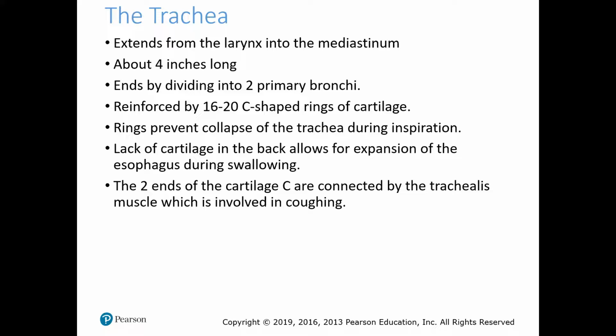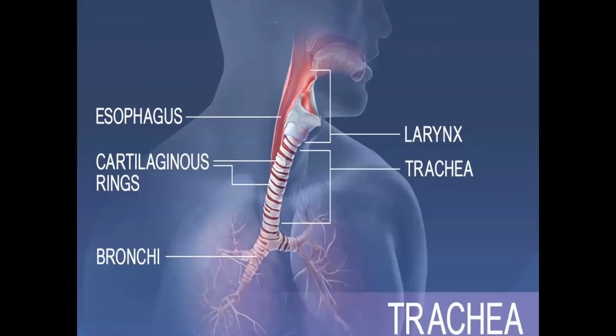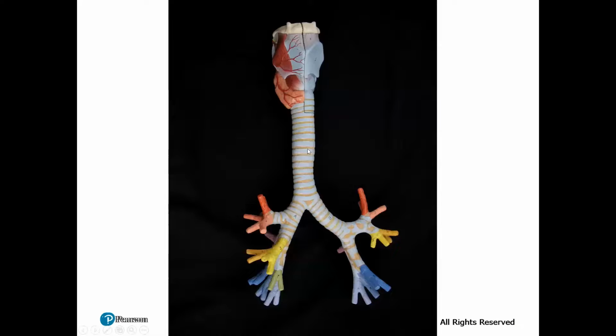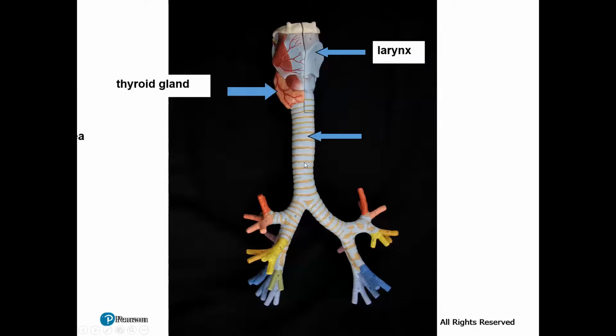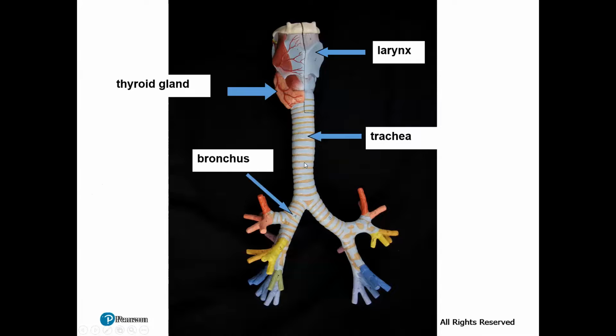Now, the ends of the ring, which looks like a C or a letter D, have the trachealis muscle. And the trachealis muscle is what we use to cough. So there's our larynx, there's our trachea, there's the rings of cartilage down to where they're going to break at the branch at the bronchi. Again, same thing here. This is all the rings of cartilage, larynx, thyroid gland, trachea, bronchus.